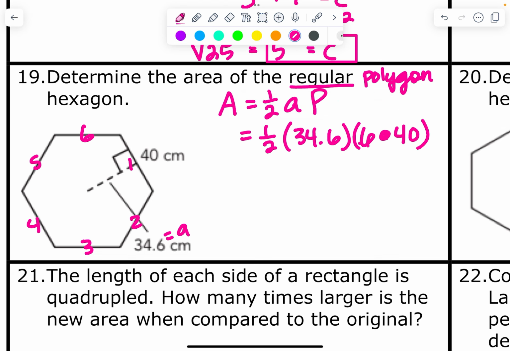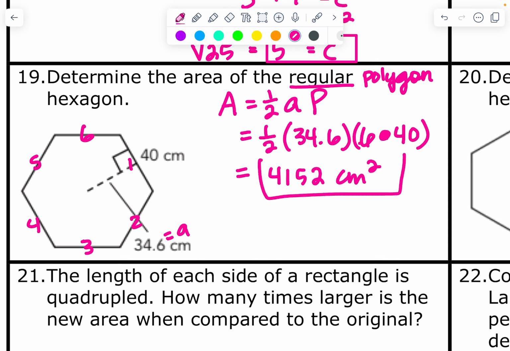Let me run through that one more time. 1/2 times the apothem, which is this line, times the number of sides. We have to multiply that by how much one side is. That's the perimeter. Just add all the sides up, but all the sides are equal, so just multiply by the number of sides. Let's multiply that out: 34.6, 6 times 40, and we should get 4,152 square centimeters.